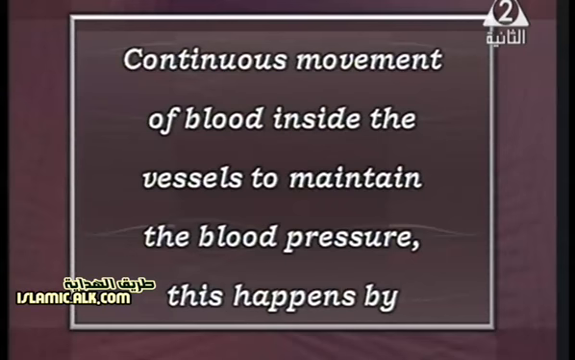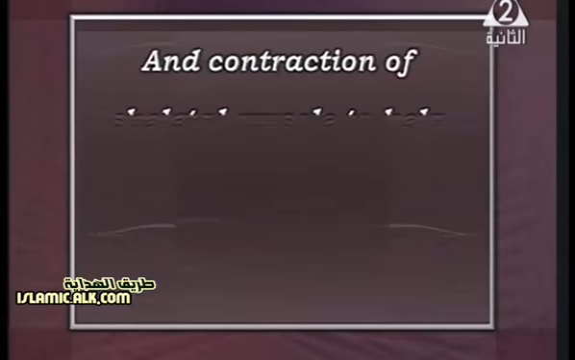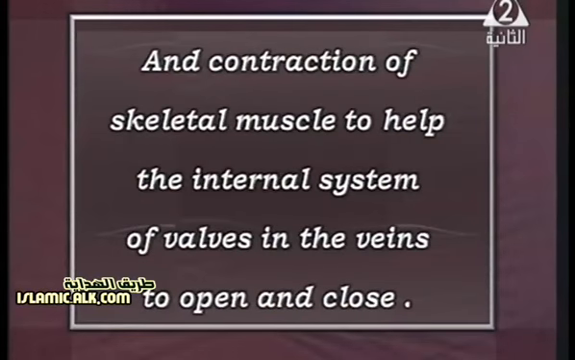And this happens by what? Actually this happens in two ways. Number one, contraction of some muscles in the arteries to create pressure and pump the blood to different body organs. And also contraction of the skeletal muscles, for what? To help the internal system of valves in the veins to open and close in a successive and appropriate way.